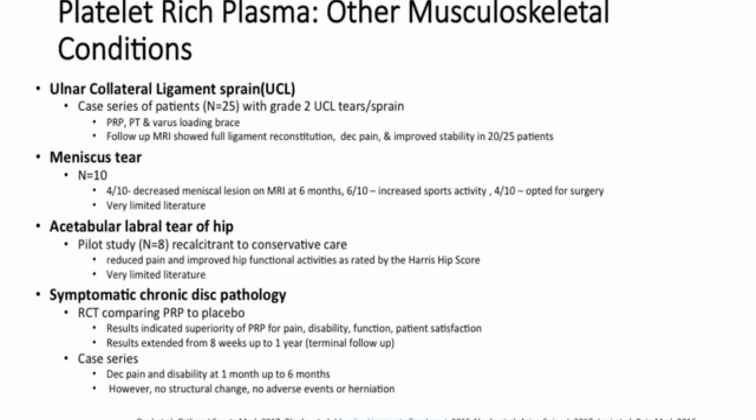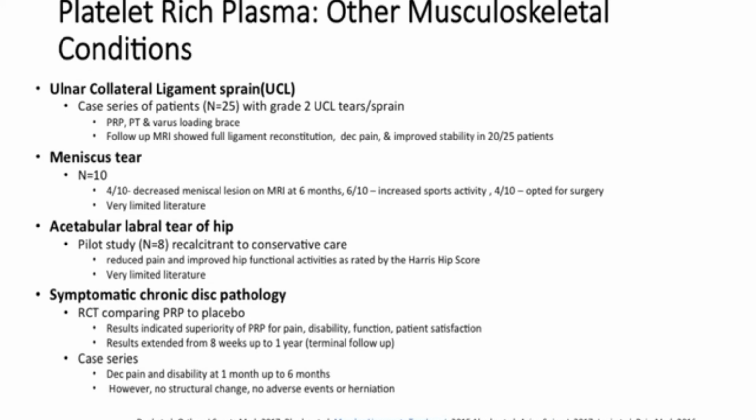The last conditions that I'm going to speak about have very limited evidence on them. A case series of 25 patients with grade 2 UCL sprains focused on PRP with PT and a varus loading brace. Follow-up MRI showed full ligament reconstitution, decreased pain, and improved stability in 20 out of 25 patients.